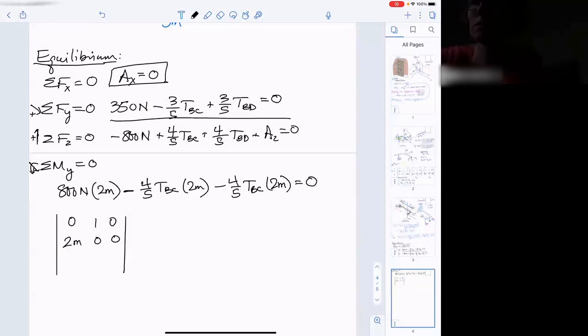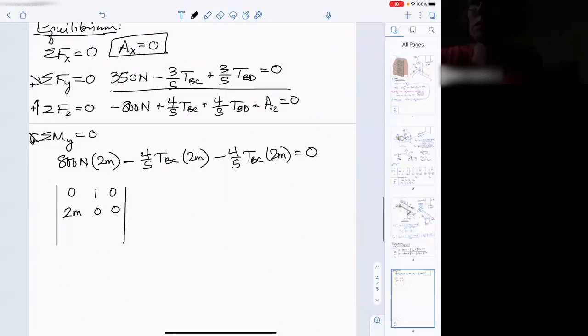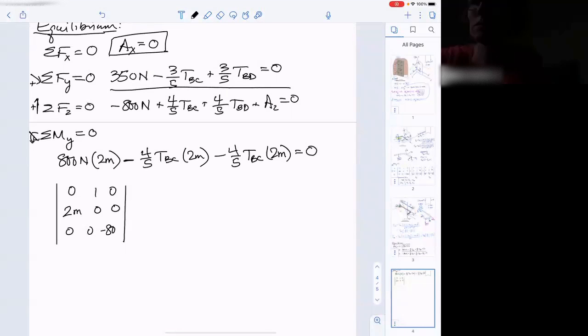And finally, my force, this first force was a negative 800K. 0, 0, minus 800 newtons. So that cross product will give me the moment about the y-axis caused by the downward 800 Newton force. Plus, top two rows are going to be exactly the same, 0, 1, 0.